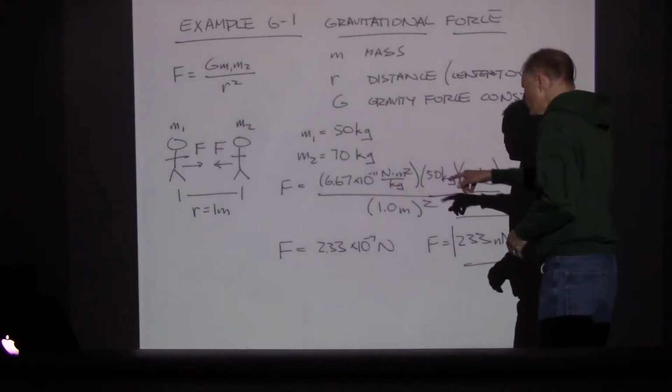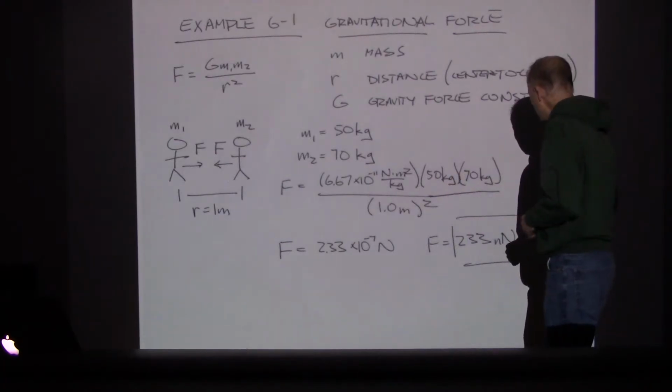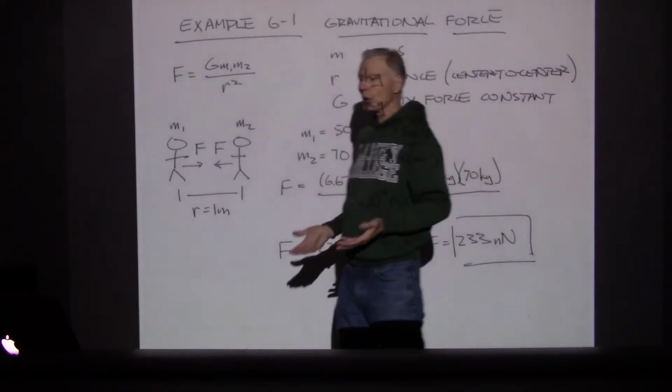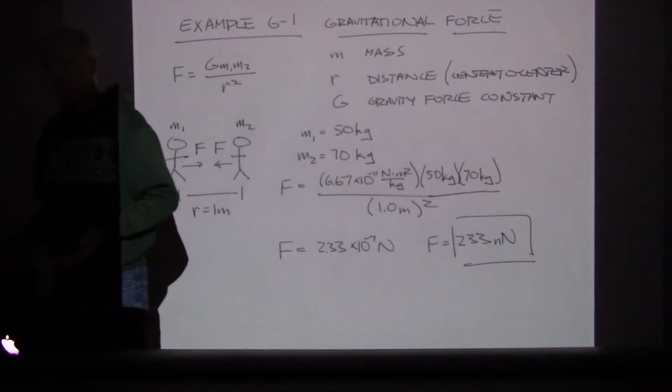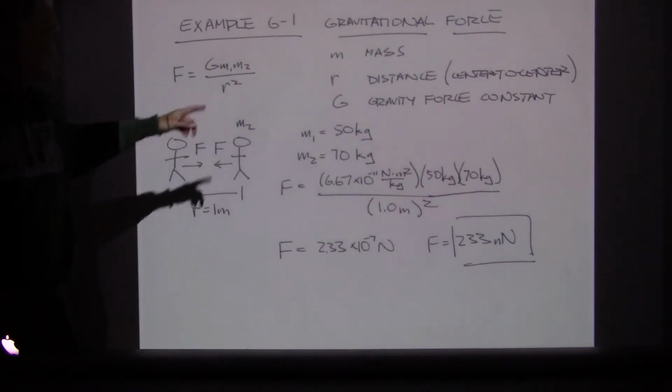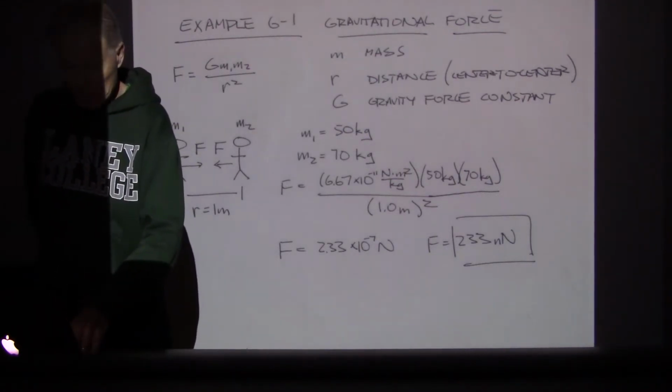So I wrote that as 2.33 times 10 to the minus 7 newtons. I rewrote that over here in terms of nanonewtons, where nano is 10 to the minus 9. So it's a couple hundred nanonewtons. It's not a very big force. It's a pretty small force acting between everyday size objects.